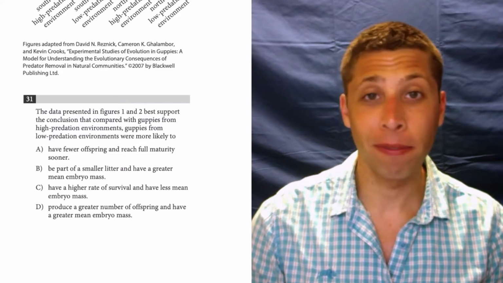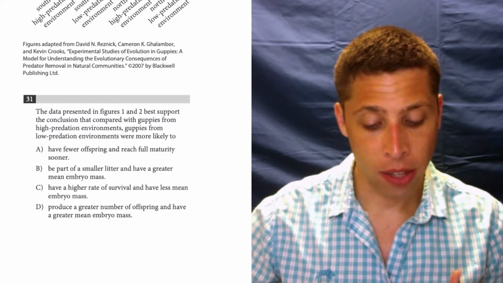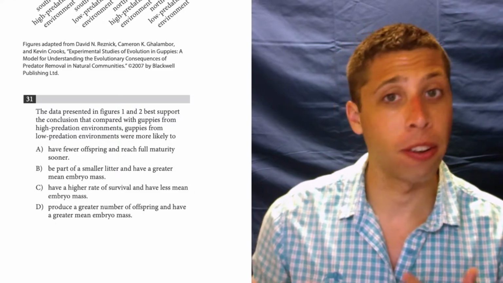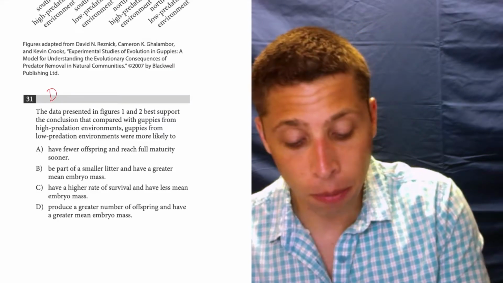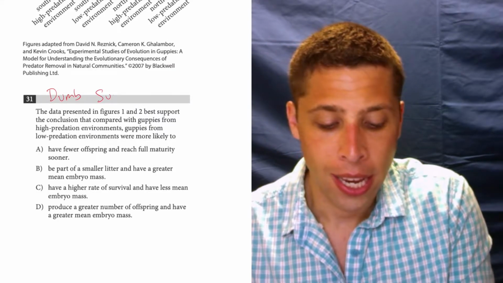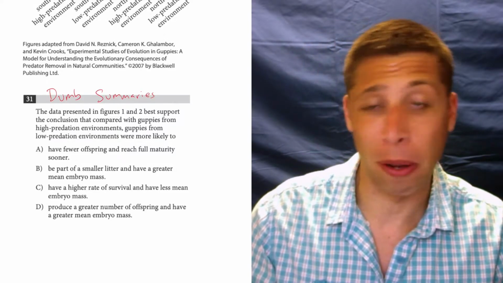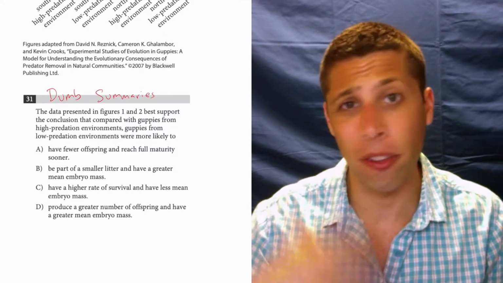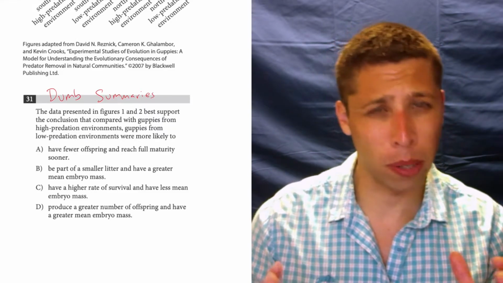Question 31 requires us to use both the charts. And they're asking for us to come up with a generic conclusion about the charts and the data in the charts. And so this is a good example where dumb summaries are going to help us. We're not really being asked to come up with some elaborate conclusion about guppies. We're really just being asked to see where are the numbers big and where are the numbers low. So let's see what they tell us and then try to boil it down.